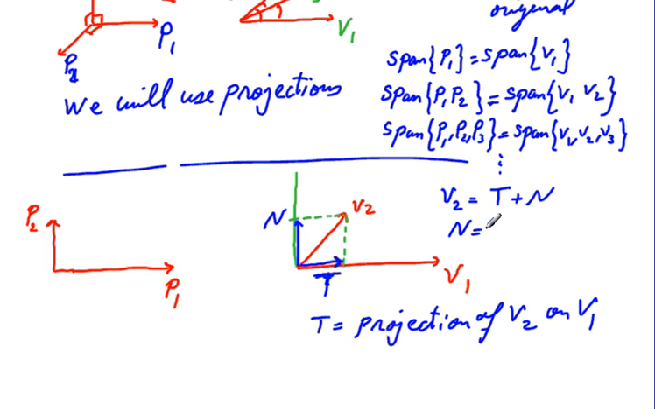Yes, exactly. Just take V2, shave this shadow off of it. Whatever is left is just a normal component. And that normal component, that's what we are going to call P2. Okay? As simple as that.